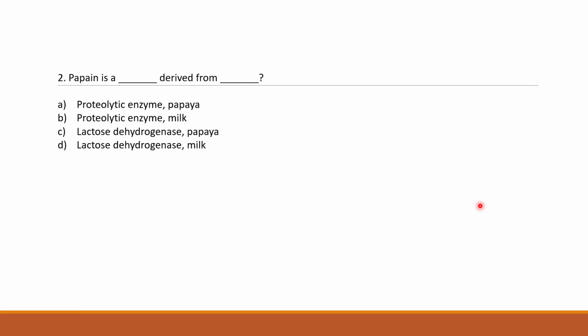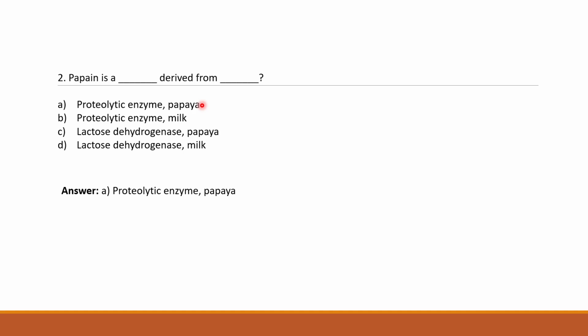So the next question is, papain is a dash that is derived from dash. A, it is a proteolytic enzyme derived from papaya. B, it is a proteolytic enzyme derived from milk. C, it is a lactose dehydrogenase enzyme from papaya. Or D, it is a lactose dehydrogenase enzyme from milk. So what is the answer for this? A. A, yeah, very good. So papain is a proteolytic enzyme from papaya, option A.